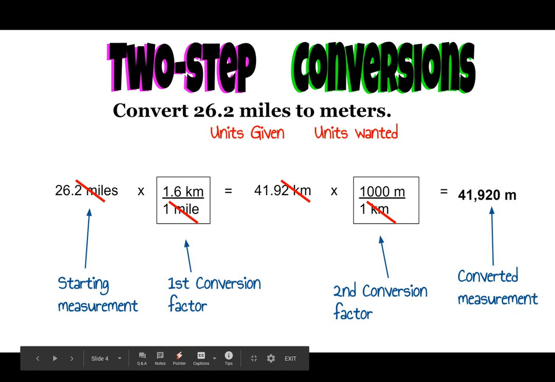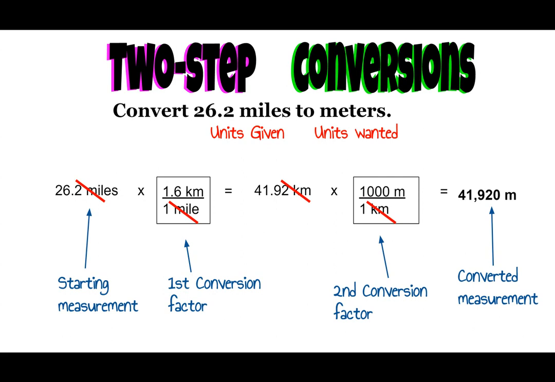So if we look at this example here, we're starting with 26.2 miles. So our single step would be to take our 1.6 kilometers in 1 mile. We cross out our miles. We times 26.2 times 1.6, and we get to 41.92 kilometers. So that gets us about halfway there. We're in kilometers, but we want to get to meters.